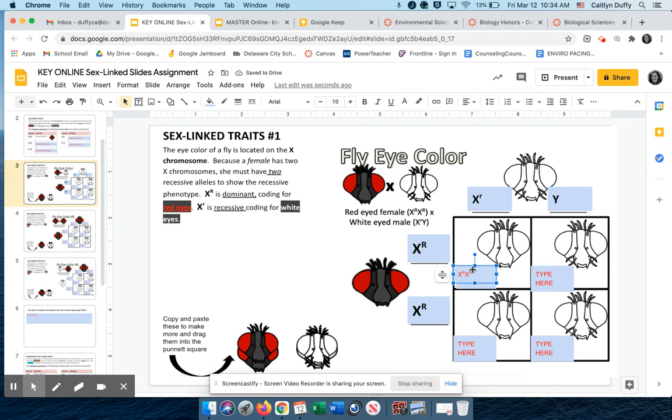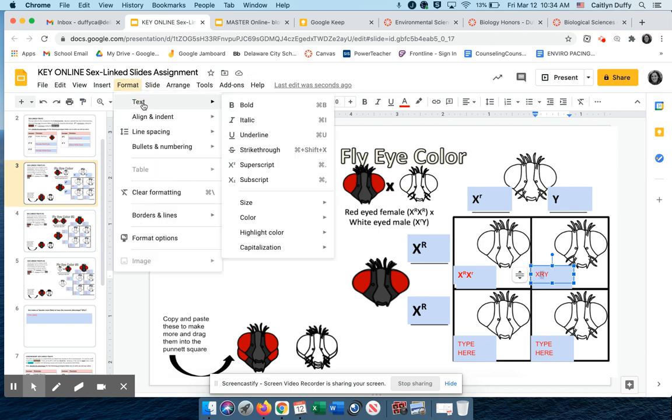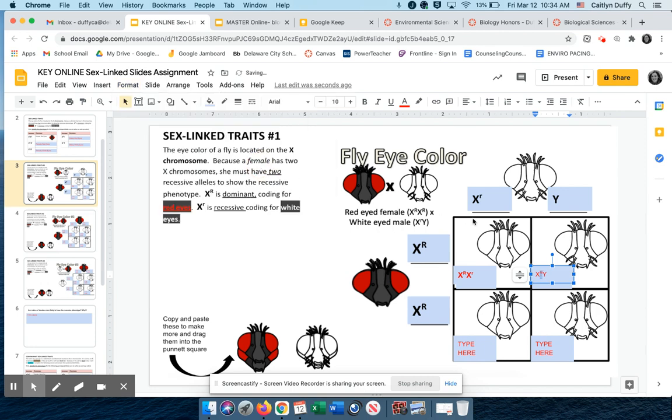So that's going to be X big R, X little r. I'm going to bold that for you so you can see it a little larger. All right, this one right here, we're going to get a male here. We have X big R, Y. Again, we're going to highlight that R, go to Format, Text, Superscript, or you can click Command period. And again, I apologize for making these so small.